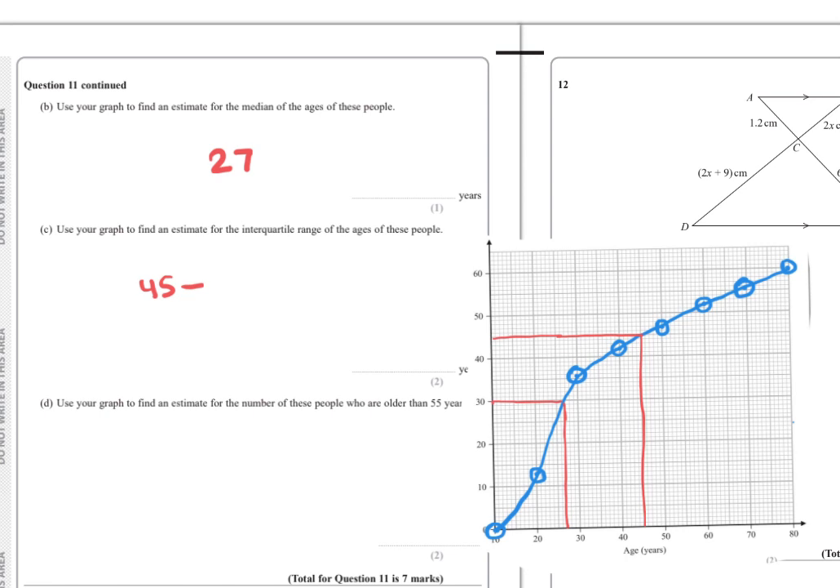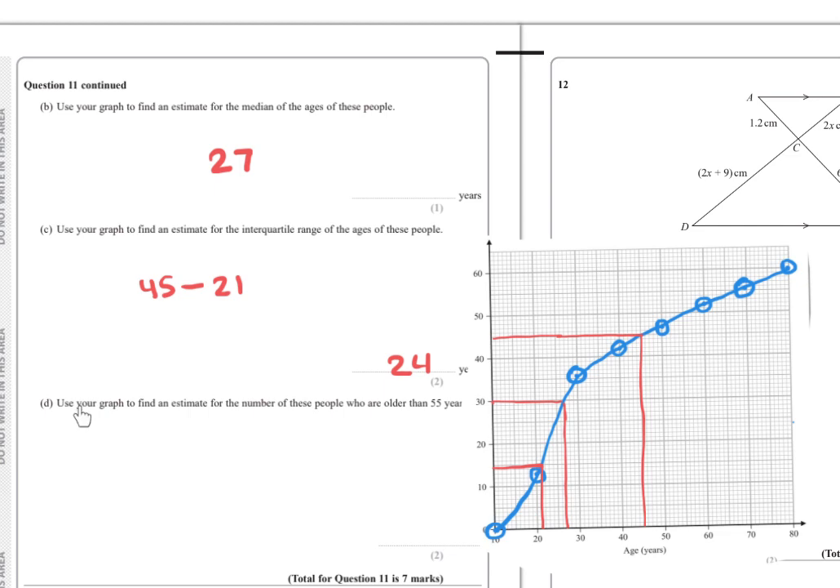Now we need to find the lower quartile. So 1 over 4 multiplied by 60, which is 15. From 15, draw a horizontal line, then find the corresponding value. It is 21. So 45 minus 21 equals 24.